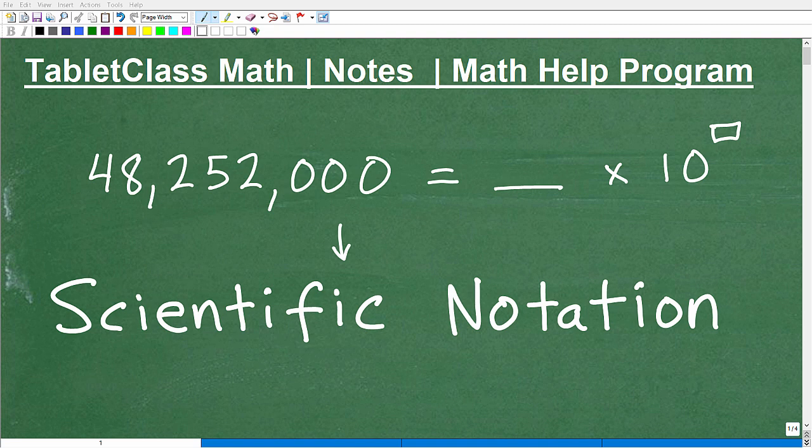Okay, let's talk about taking a big number like this and writing it in terms of scientific notation. So we're going to do this problem and we'll do a few others so you understand the importance of being able to write a number into scientific notation. And we're going to get to all of that in just 1 second.